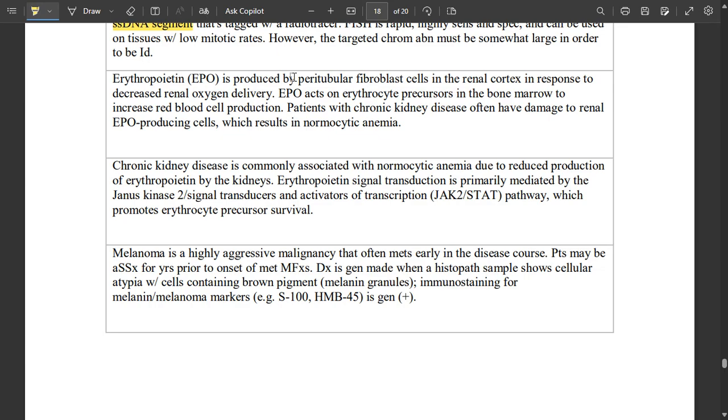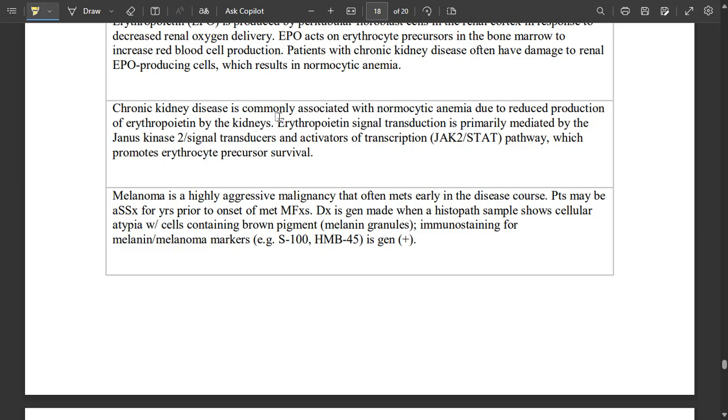Patients with CKD often have damage to renal EPO cells. So CKD patients have damage to peritubular fibroblasts, therefore EPO is not produced, resulting in anemia. This anemia is normocytic in nature, not microcytic, because there's no DNA damage and no lack of any substrate for the production of RBCs. Therefore, CKD is commonly associated with normocytic anemia due to reduced production of EPO by the kidneys.